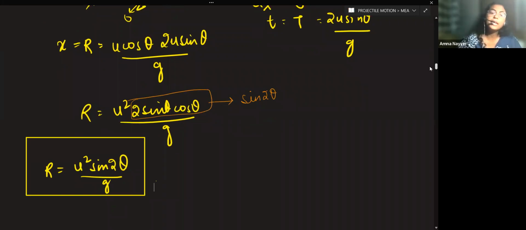Now, if you have to find out the maximum range, can anyone predict the angle I should put so that I can get the maximum value? What should I put as the value of theta to get the maximum value of R?